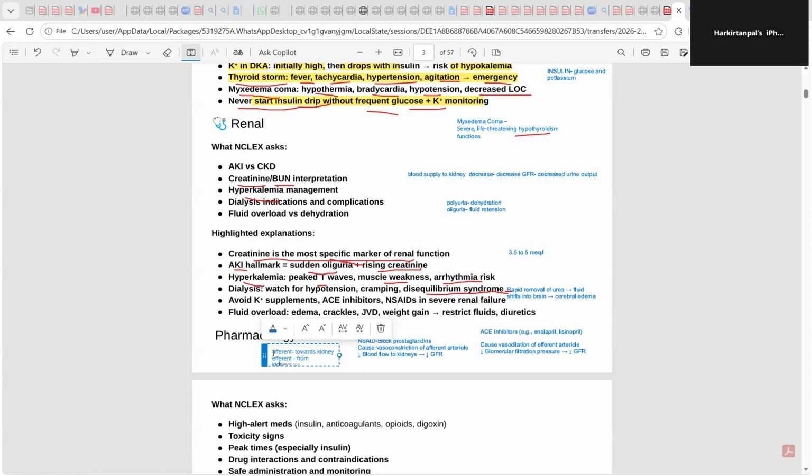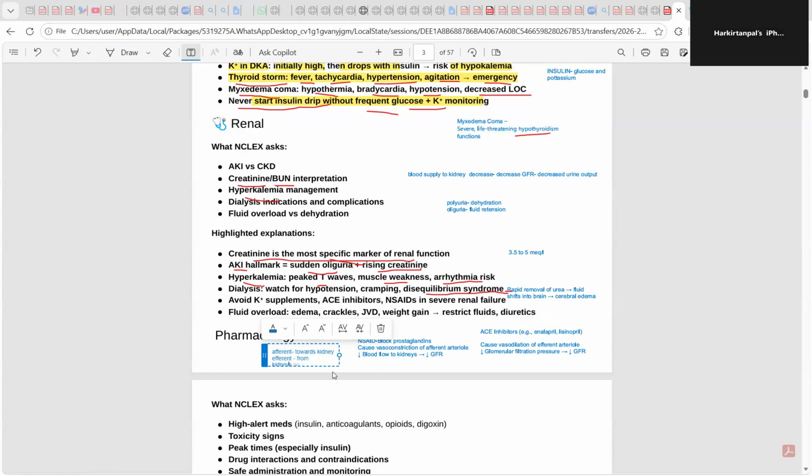Here, why are we not administering ACE inhibitors in severe renal failure? The arteriole emerging from the kidney will get vasodilated, so the blood will not pump out through the vasodilated artery properly, and it will affect the glomerular filtration rate. But in the afferent arteriole, meaning the arteries going into the kidney, NSAIDs cause vasoconstriction. Vasoconstriction means narrowing of the blood vessel.